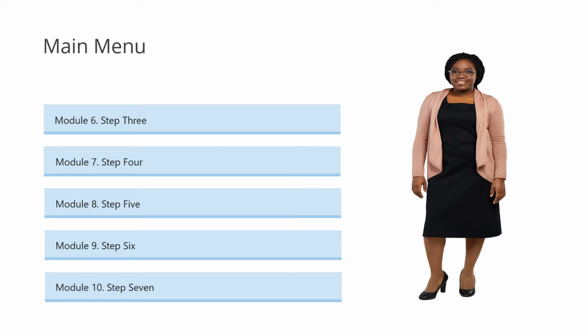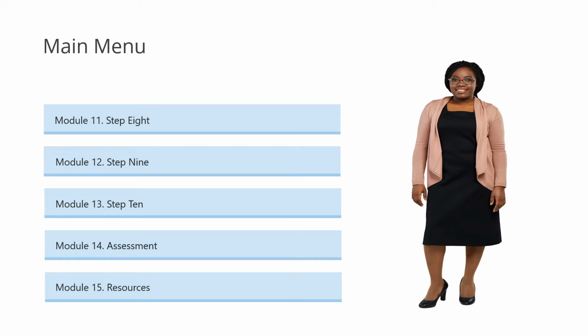Module 5, step 6. Module 6, step 3. Module 7, step 4. Module 8, step 5. Module 9, step 6. Module 10, step 7. Module 11, step 8. Module 12, step 9. Module 13, step 10. And in Module 14, you will have a brief assessment in which you can either print or write out your answers, pause the Roku device, pause the active course, and complete the assessment.